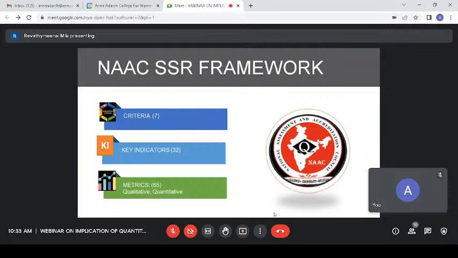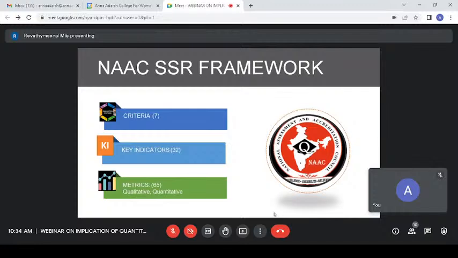There are 7 criteria. Everybody knows this. There are 32 key indicators. That would mean that there is a book. That book has 7 chapters. Now that book has 7 titles. Each title has several units, and each unit is divided into several chapters. So in the same way, there are 7 criteria, and key indicators, and these 32 key indicators now are further broken down into 65 metrics from June 1st. These metrics will be of qualitative and quantitative type, the way we have talked about.